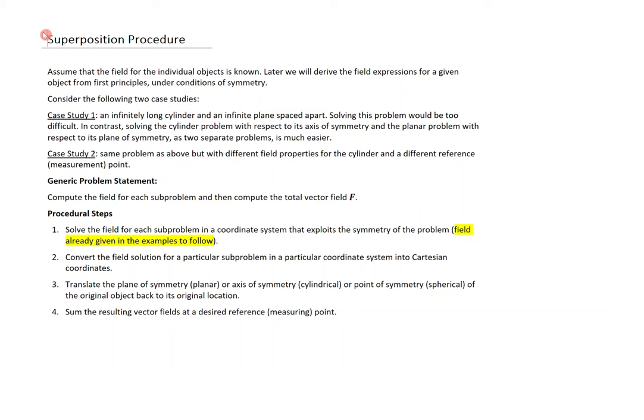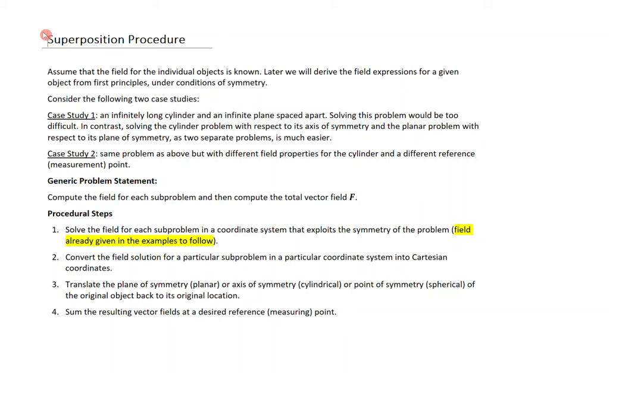And we're going to just look at two specific case studies. One would involve an infinitely long cylinder and an infinite plane spaced apart. If we were to solve this problem as is, it'd be too difficult. In contrast, if we can solve the cylinder problem with respect to its axis of symmetry as one problem, and the planar problem with respect to its plane of symmetry as another problem, in other words, two separate problems, then this is a much simpler calculation. And then we can use superposition to put the two pieces together.